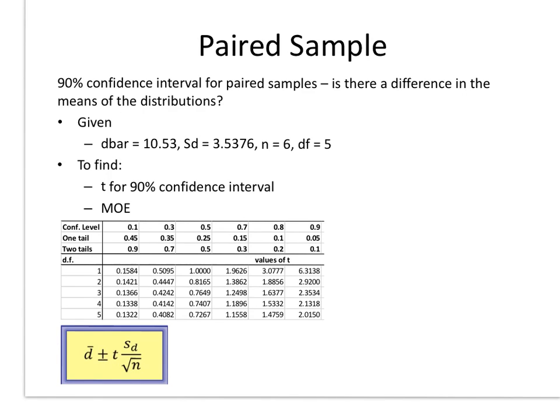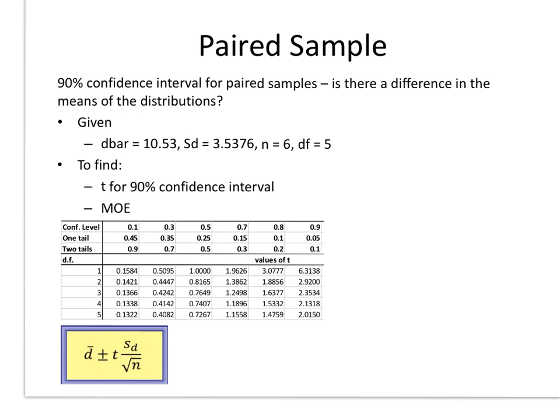Okay, here we have a confidence interval problem for a paired sample, and then we have a follow-on question to that about a hypothesis test for a paired sample, so we'll do both of these here. And in this case, we've got a 90% confidence interval that they want us to calculate for a paired sample.